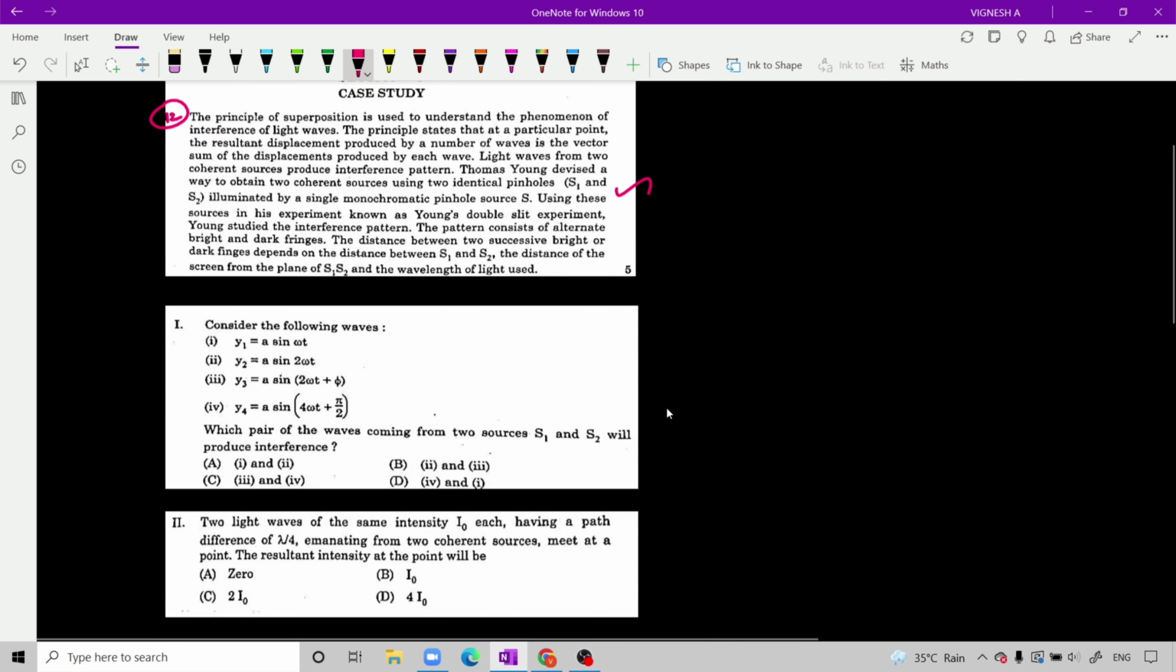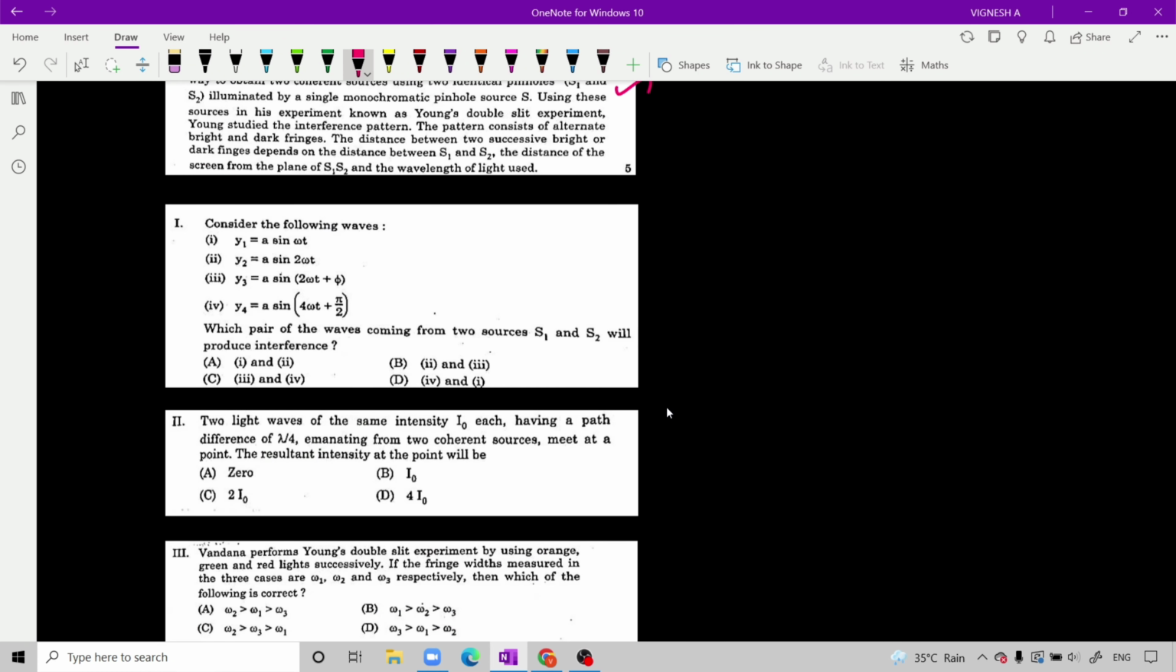So five questions start with the very first question. Consider the following waves. First one, y1 is equal to a sin omega t, y2 is equal to a sin 2 omega t, y3 is equal to a sin (2 omega t plus phi), y4 is equal to a sin (4 omega t plus pi by 2). Which pair of the waves coming out from the two sources S1 and S2 will produce interference?